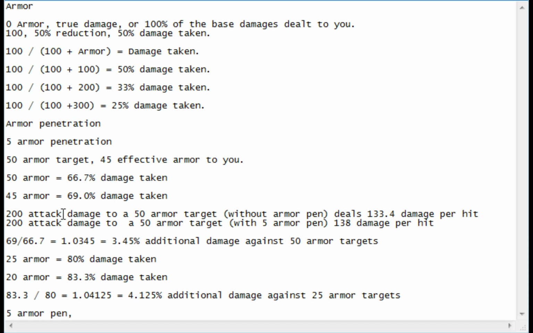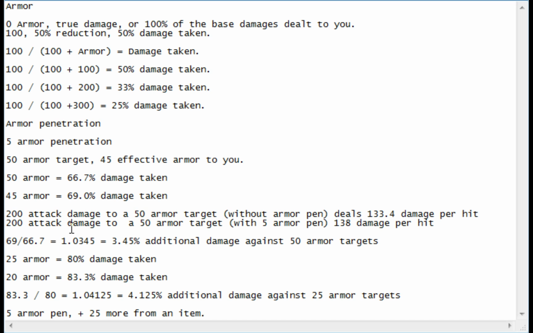gives you 10 more. Actually, let's say you build an item that gives you 25 more. I don't think there's an item in the league that does that, but for the sake of this example, we're going to do that. So 5 armor penetration plus 25 more from an item, you're essentially now going from 50 armor to 20 armor.